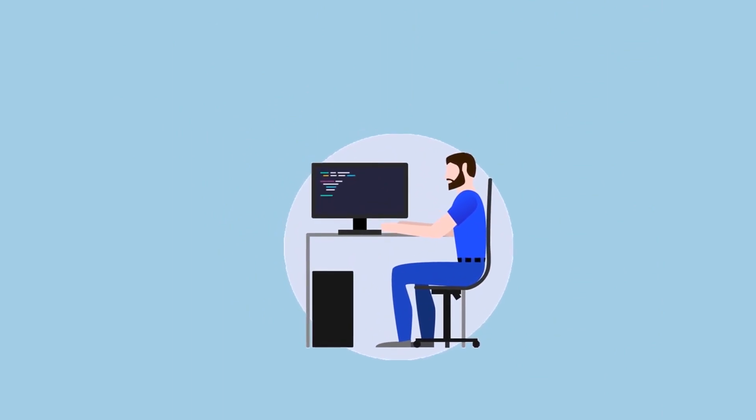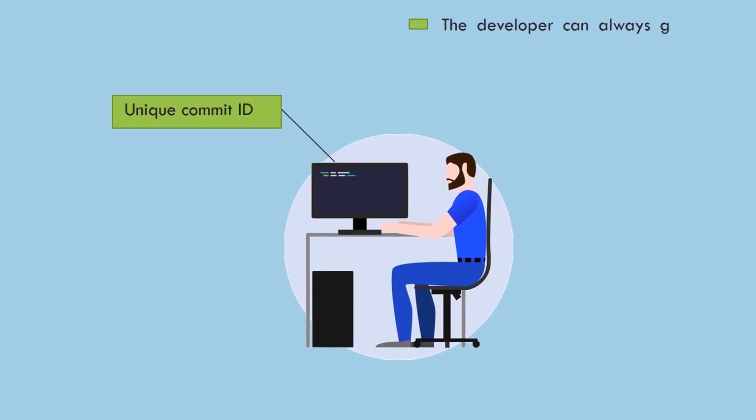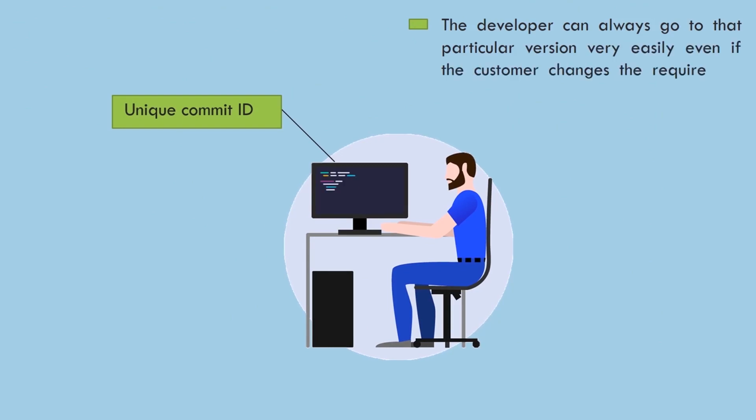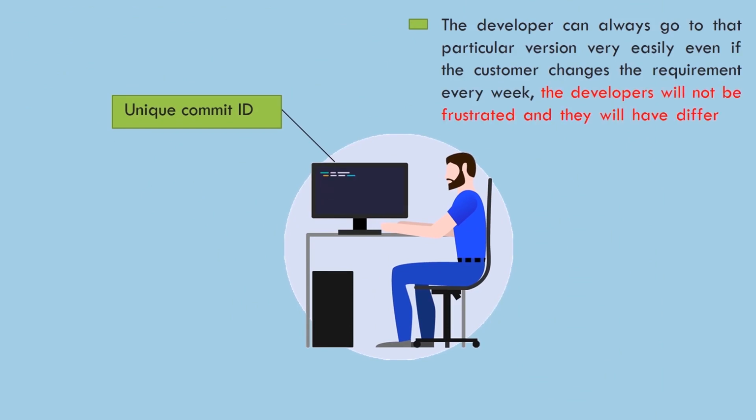If the developer is working on a certain feature and commits the code, that version of the code is saved with a unique commit ID, and the developer can always go to that particular version very easily, even if the customer changes the requirement every week. The developer will not become frustrated, and they will have different versions of code available to work on.